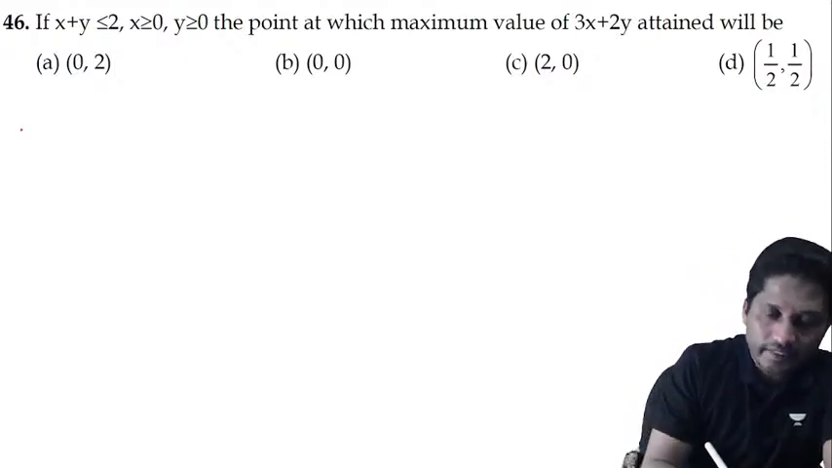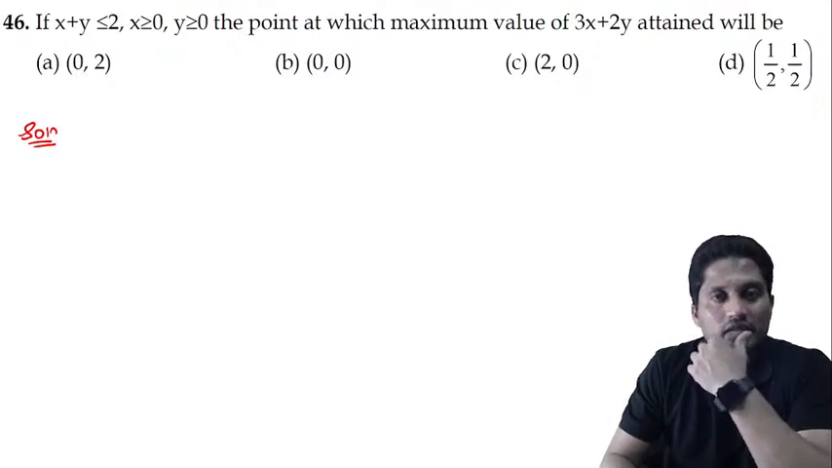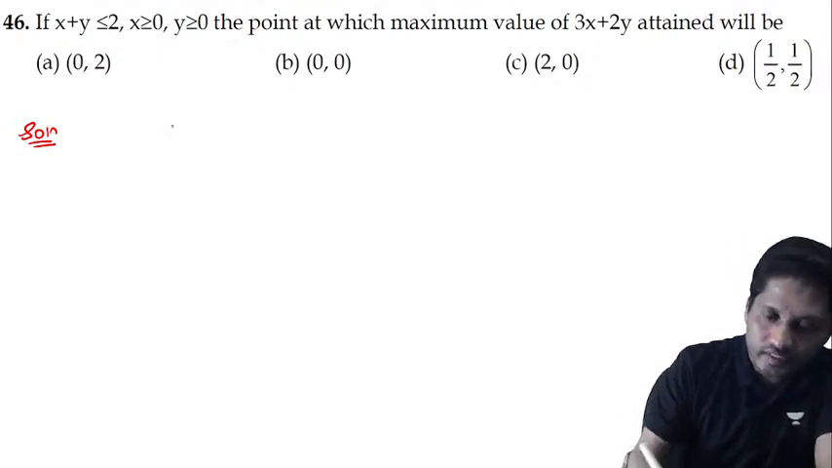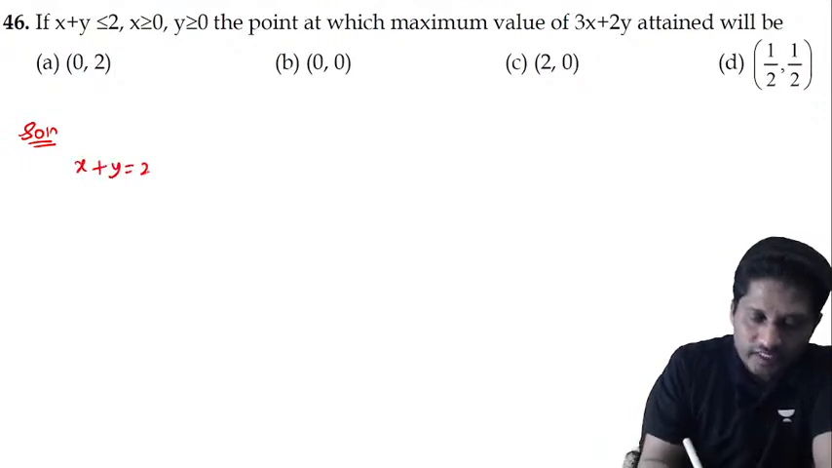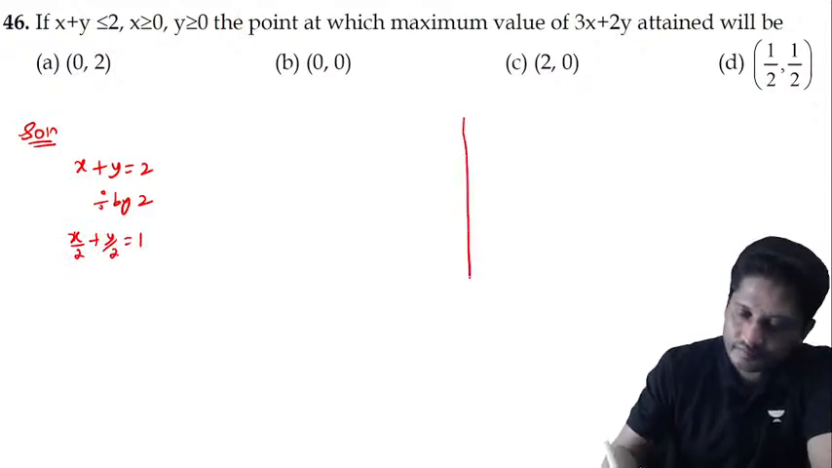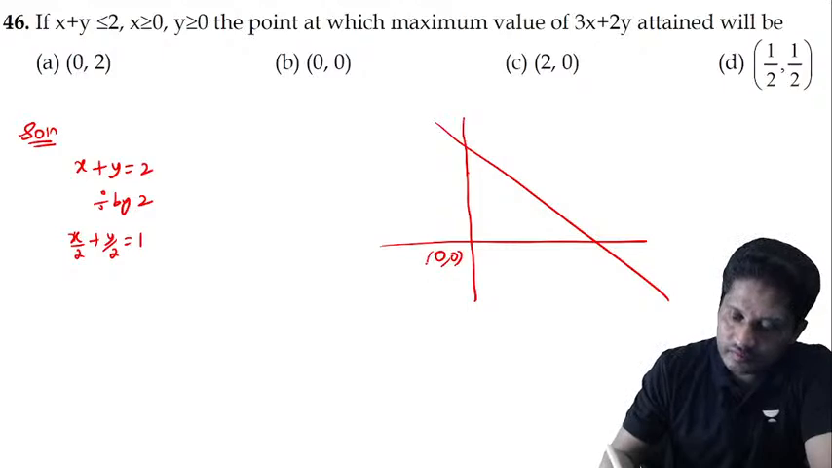Suppose x plus y is less than or equal to 2, x is greater than or equal to 0, then find the point where the function attains its maximum. Alright, now let's say I take x plus y equal to 2. If you divide throughout by 2, you get x by 2 plus y by 2 equal to 1. Okay, so it is in intercept form. This is 0 comma 0, and then you get 2 comma 0. This is 0 comma 2.